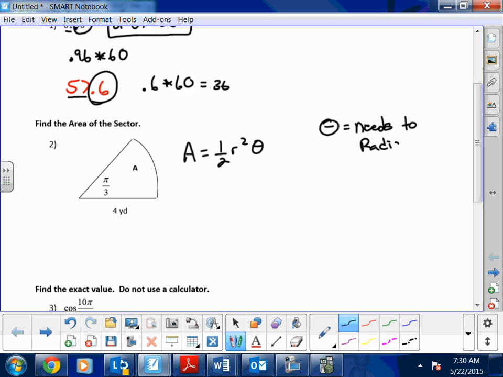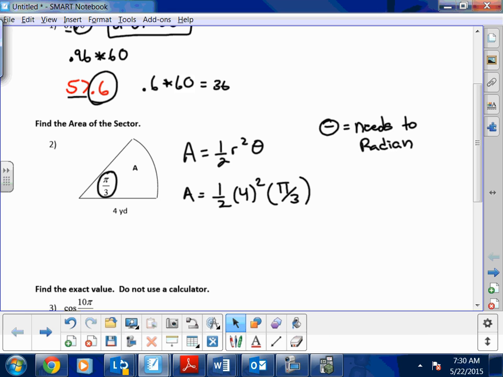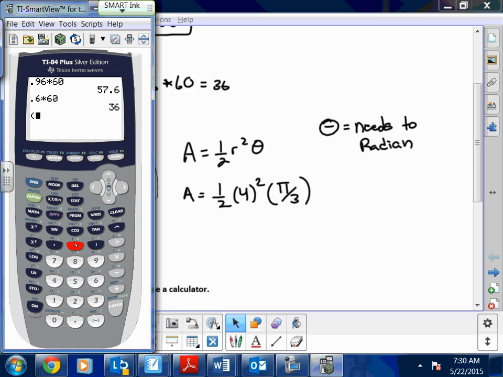Luckily for me, this is in radians already, which means that I don't need to do any kind of conversion. Apart from that, let's go ahead and figure out what the area is by taking 1/2 r squared, where r is 4, and we have pi divided by 3. After that, it's going to be a simple calculation in your calculator. 1 divided by 2, times 4 squared, times pi divided by 3. And we'll have the approximate value is 8.377.